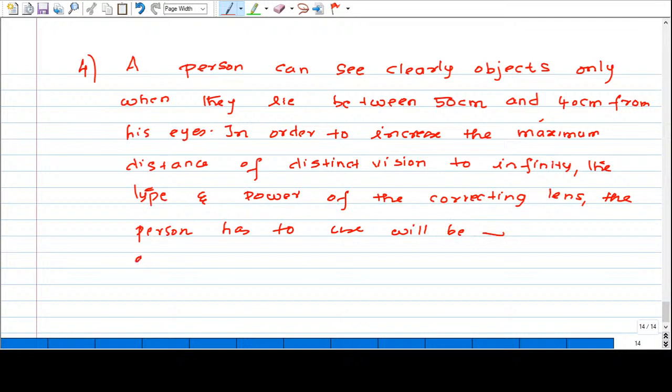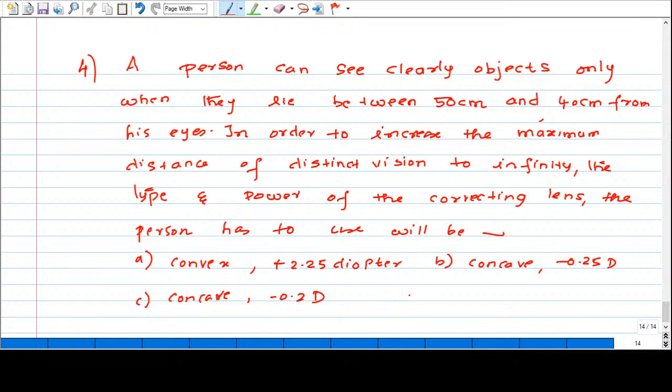See, the option A is convex. The answer given is plus 2.25 diopter. Option B is concave, minus 0.25 diopter. Option C is concave, minus 0.2 diopter. And finally, option D is convex, it is plus 0.15 diopter.